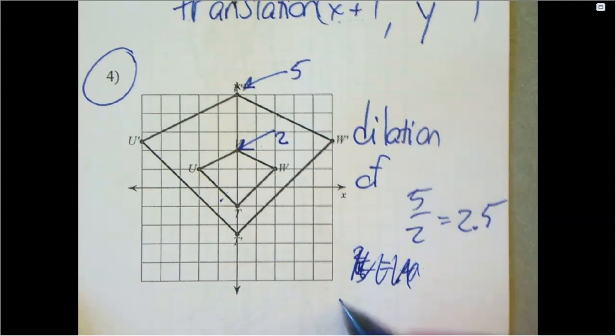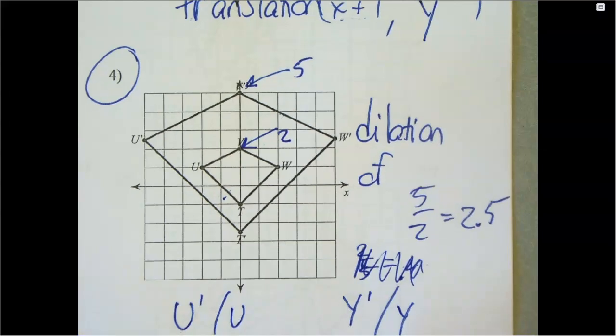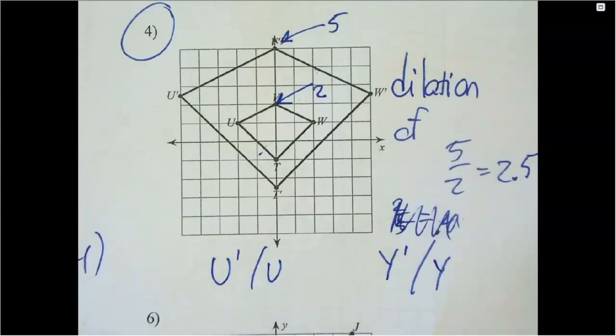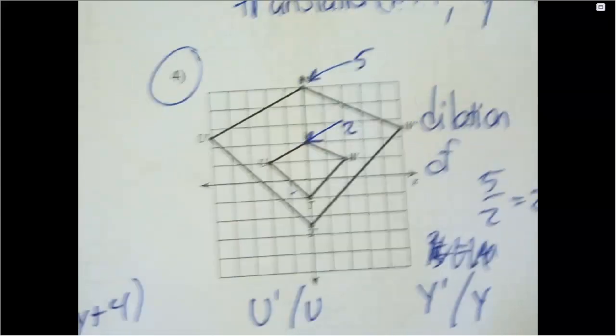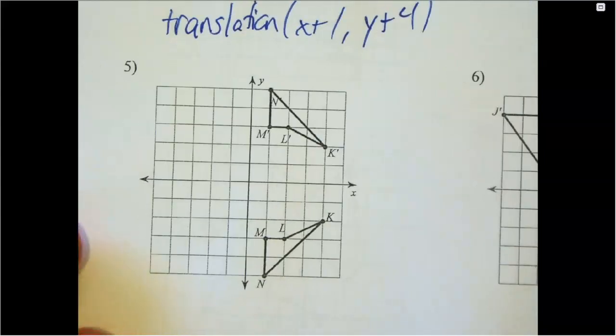So really, it's just going to be y prime divided by y, or u prime divided by u, or whatever point you want. But if you just pay attention to something bigger or smaller, I think that helps you keep it straight. Number 5. Take a second and see if you can think through what that is.